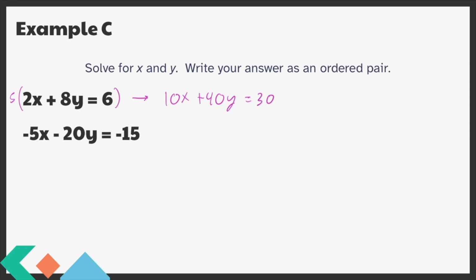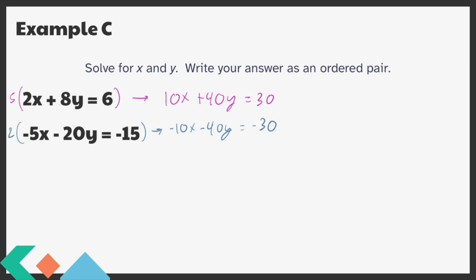Now down at the bottom equation there, I'm going to multiply everything here by 2. All right, so we've got -2 times -5 is going to give me -10x. 2 times -20 is going to give me -40y. And then 2 times -15 is going to give me -30.